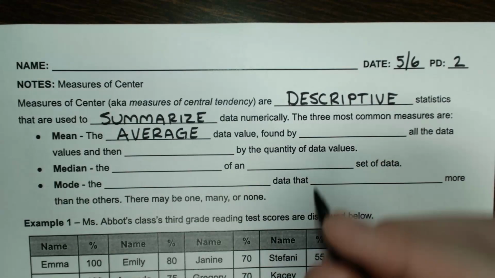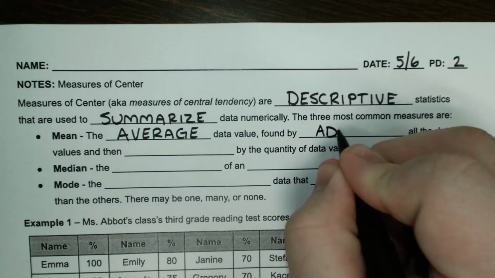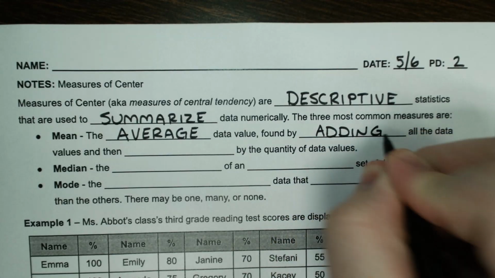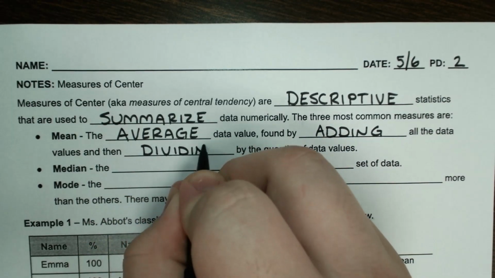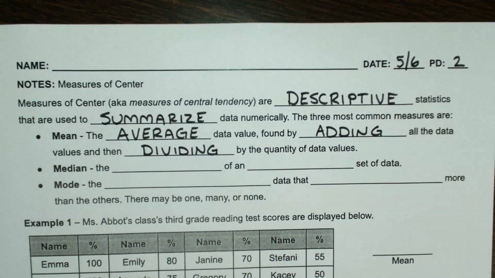Data value, which is found by adding all the data together and then dividing. And that's actually how we find your grades in classes. Like in PowerSchool, if it says you got an 80, that's because I added up all of your grades and then divided by how many assignments were posted there.